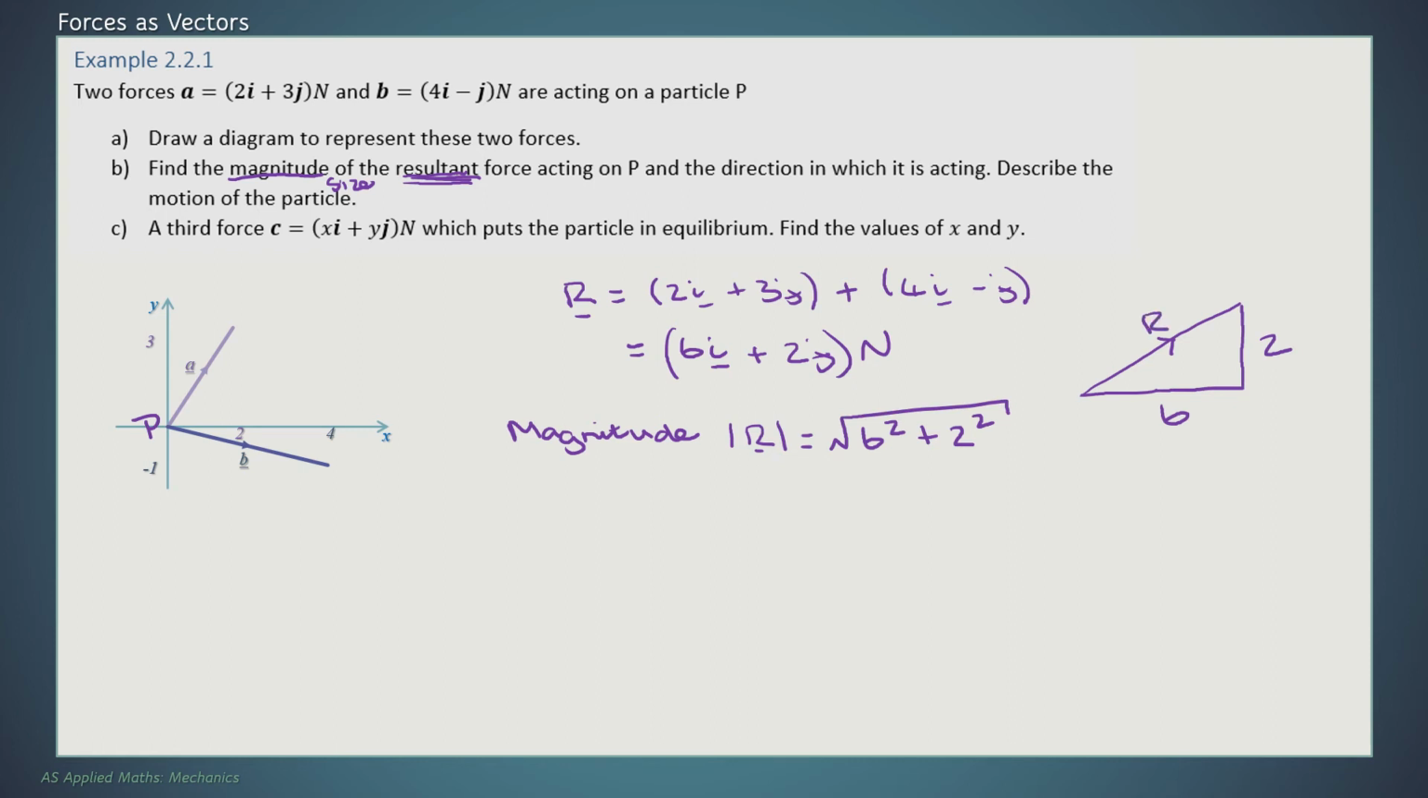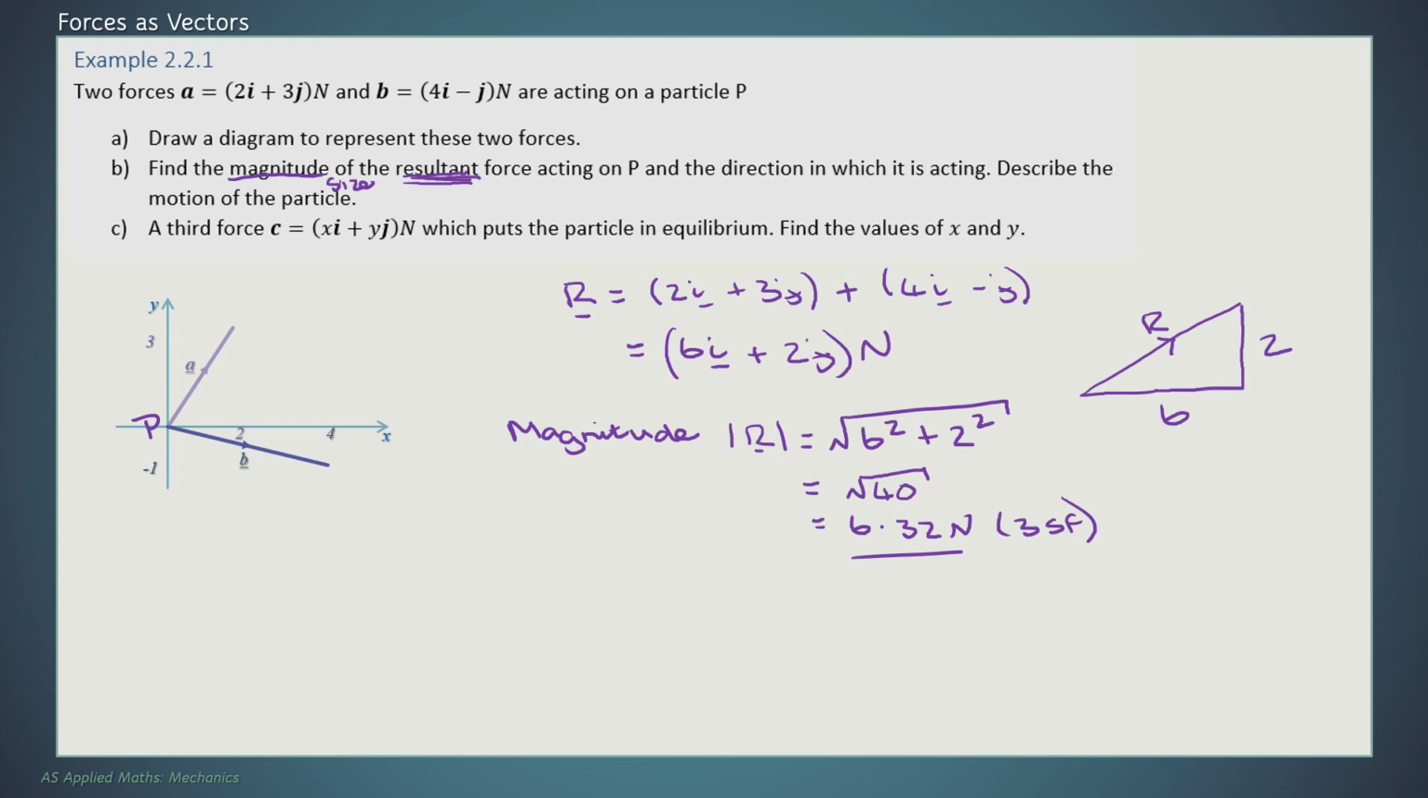r squared, so that's r squared is equal to 6 squared plus 2 squared, and because the force is always going to be the hypotenuse, I can just skip that step and put it so that I've got the square root ready. So we've got 36 add 4, so that's root 40, which works out at 6.32 newtons, and that's to 3 sig figs. So that is the magnitude.